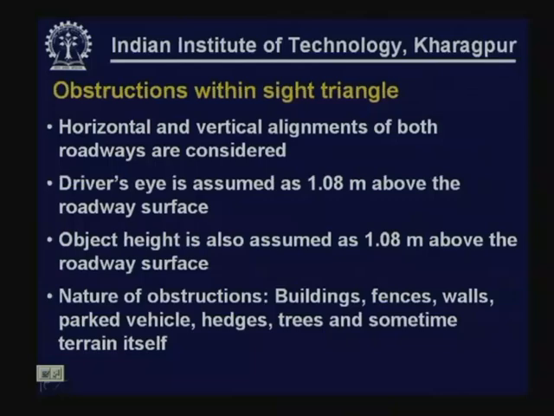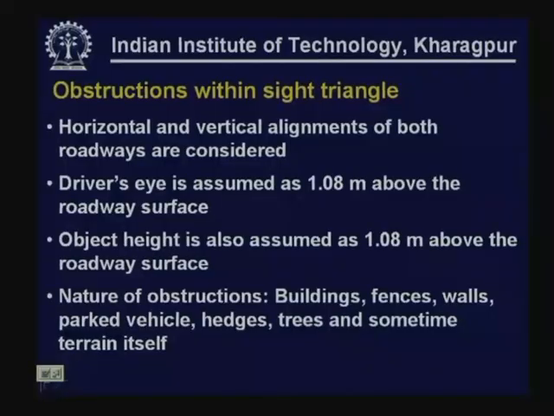It is the same distance which was used earlier when we discussed passing side distance and the design considerations and provisions in terms of AASHTO recommendations. What could be the nature of obstructions? It could be buildings, fences, walls, it could be parked vehicles, trees, or sometimes even the terrain itself. The terrain profile could be such that it will cause obstruction to the line of sight.